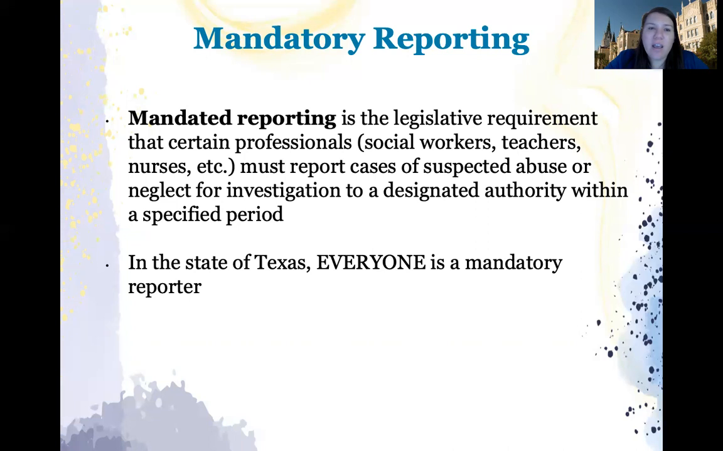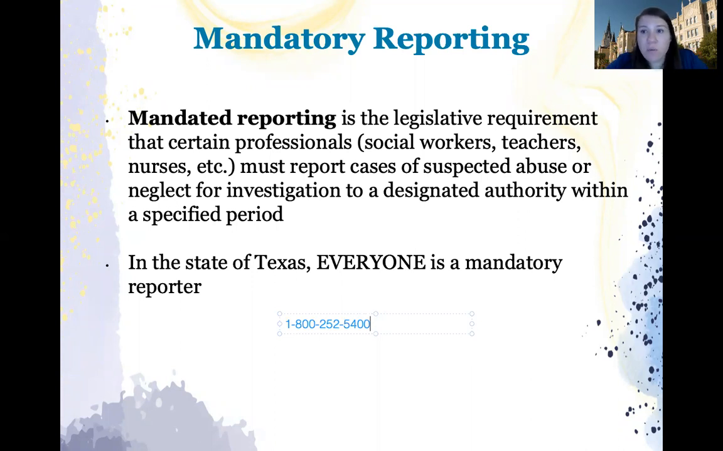So again, one of the things that I typically recommend for all of my students is to have the CPS phone number in your phone, and to always be prepared and ready to call in the event that you need to call. So the child abuse hotline is 1-800-252-5400. So again, the hotline number is 1-800-252-5400. So I have that saved in my phone.